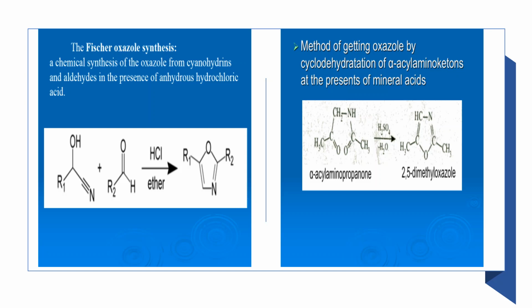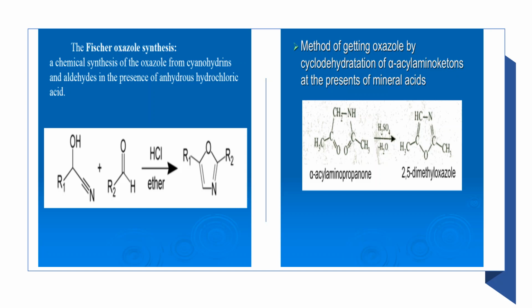Okay, what is the reagent? You take a cyanohydrin. What is cyanohydrin? It contains an OH and a cyano group. That is known as cyanohydrin. So when you treat it with an aldehyde, it undergoes condensation to give you an oxazole.